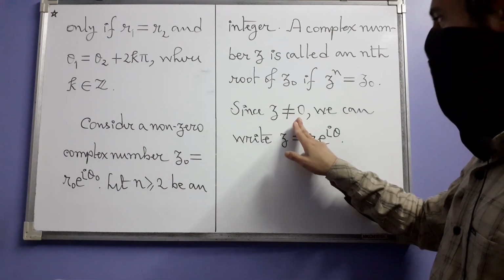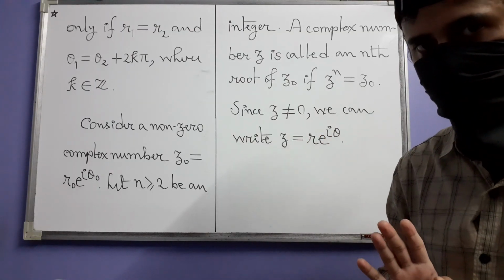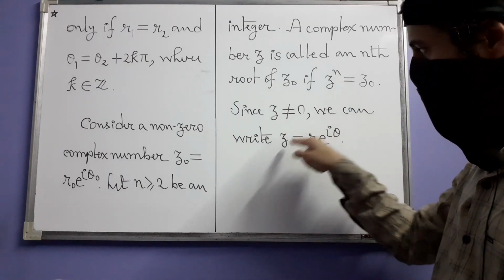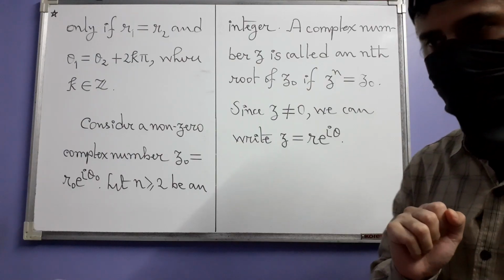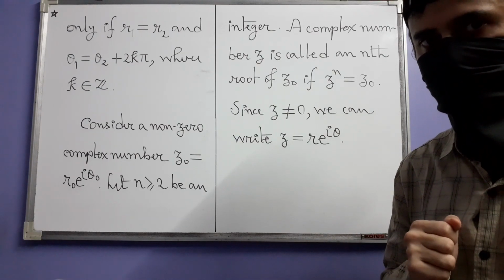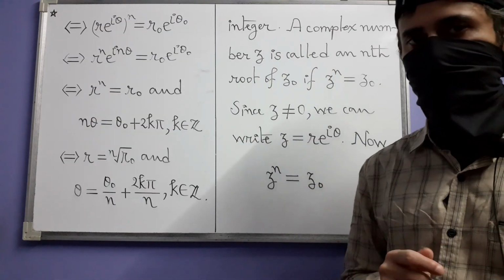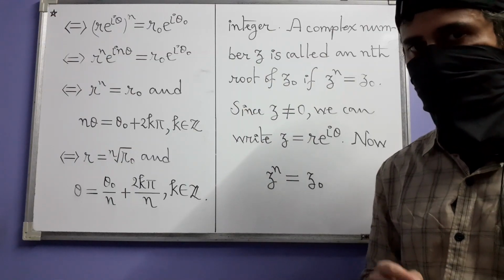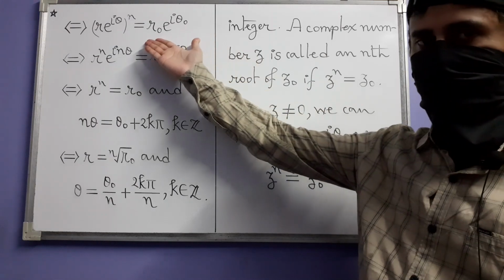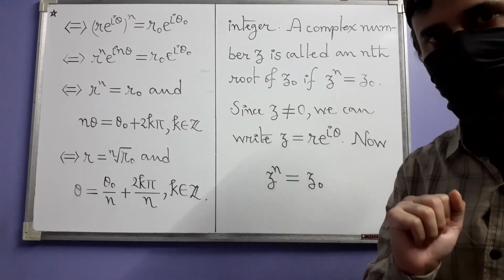Now because z is non-zero, we can write z like this. It will have some exponential form, and I say some because although this r is fixed for that z, it is its absolute value, this theta you can change. There are infinitely many possible arguments. So now we consider the equation itself. If z is a complex number whose nth power equals z0, then this equation is of course equivalent to this. Here we have written the exponential forms of z and z0.